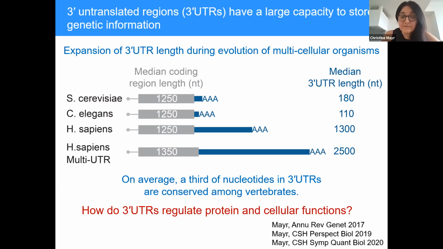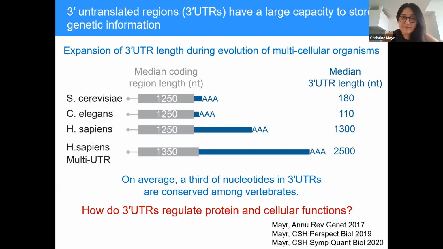UTRs are much less conserved than the coding region, but still about a third of the nucleotides are conserved in UTRs. Therefore we think, because every protein is generated by an mRNA, you can basically put a lot of regulatory elements into 3' UTRs that then can influence protein functions. My lab is really interested in how 3' UTRs do this and how they influence protein and cellular functions.